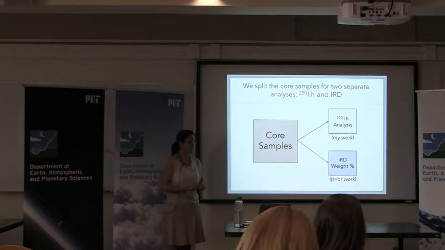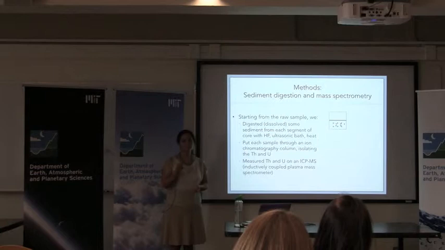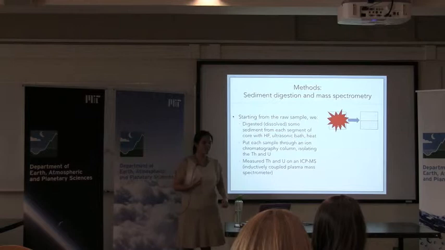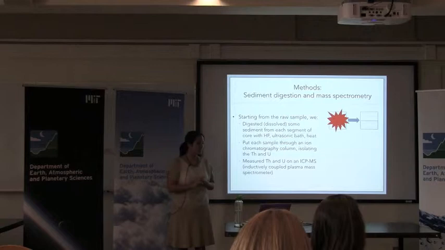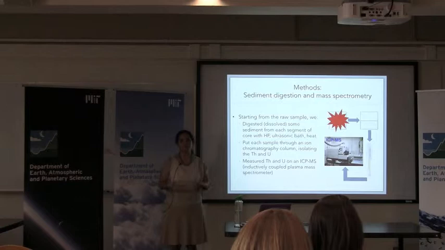And then what I was working on was measuring the 230 thorium concentrations. The way we do this is we start from a sample that's been ground down, and then we need to digest or dissolve it. We do that with HF, an ultrasonic bath, and heat. After we've dissolved it and precipitated out iron, we put the sample through an ion chromatography column, which isolates the thorium and uranium isotopes. And then we measured thorium and uranium isotopes on an ICPMS, which is an inductively coupled plasma mass spectrometer.